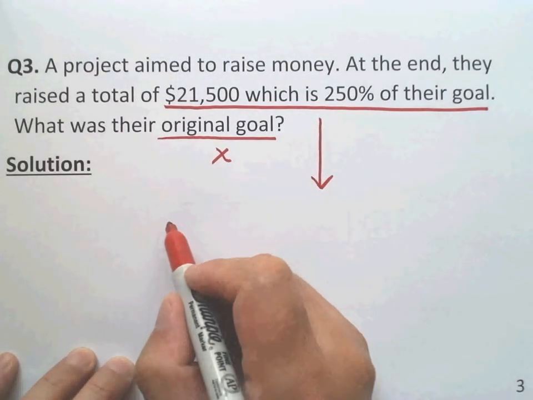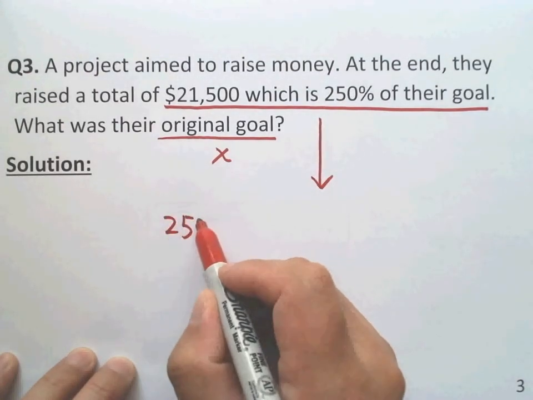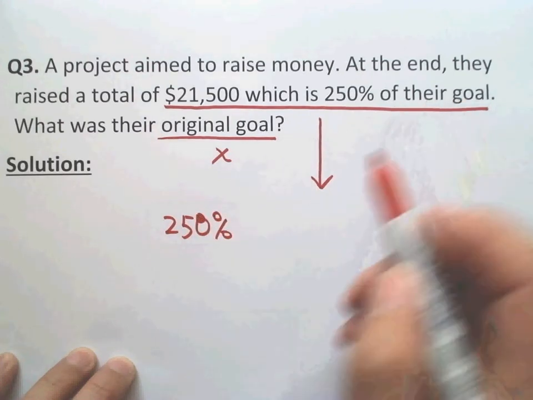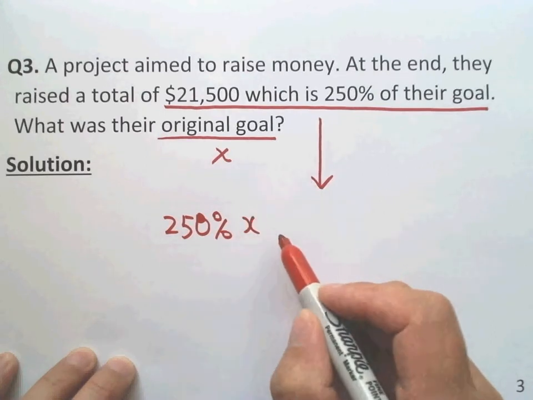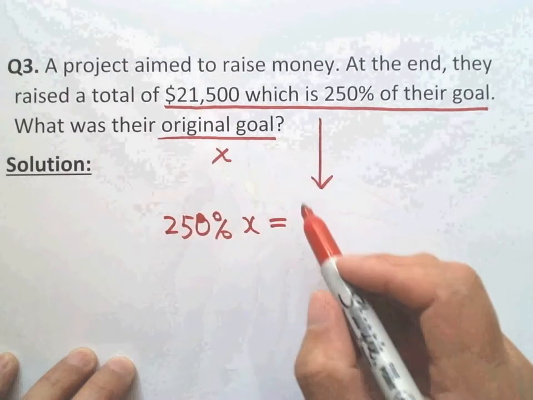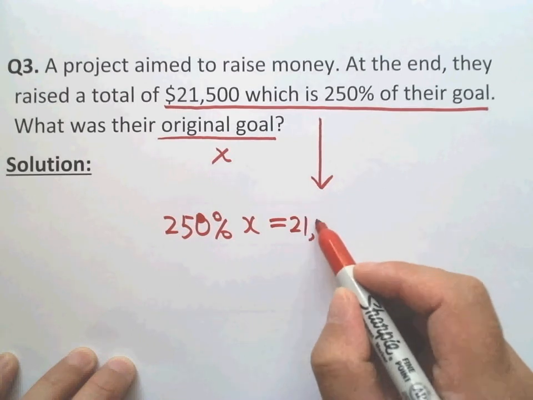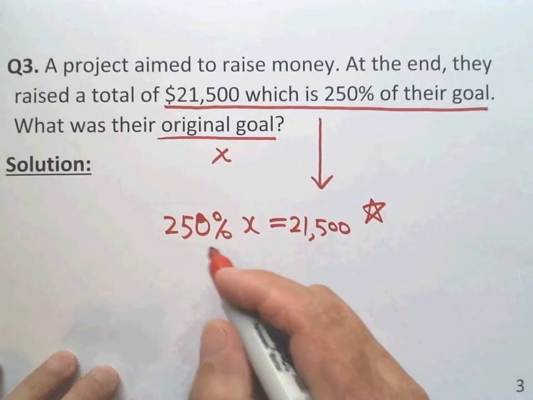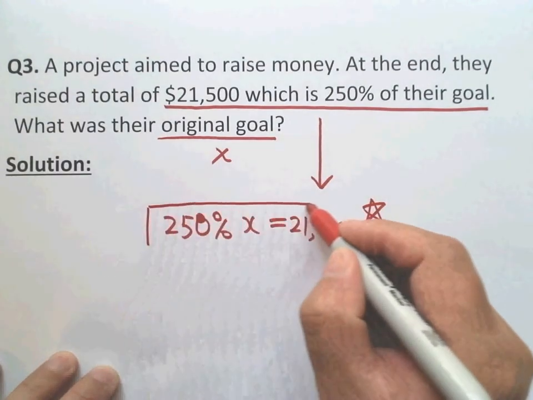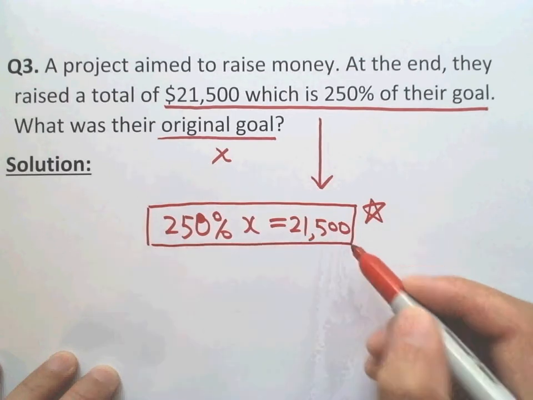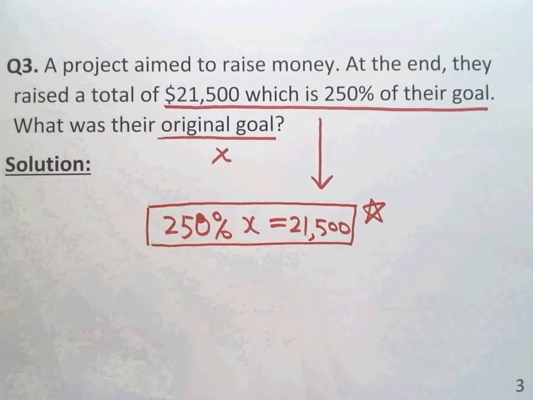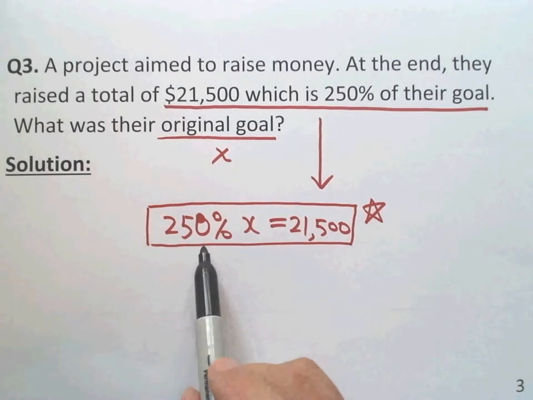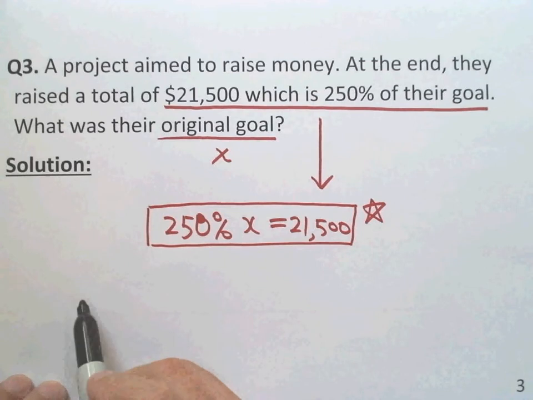So we get 250% of their original goal, which means times x, and then equals this number, 21,500. This is what we set up: this equation. And then what to do? We solve this equation to get what we need. How to solve? This is a number, so we divide both sides by this number, and we can get x.